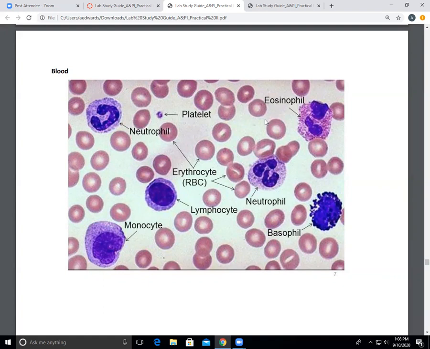What I really need you to know is not necessarily each of the different types. I can ask you that, but really what I want you to be able to tell me is: is this a red blood cell, a white blood cell, or a platelet? Based on what I've told you, do you think you can tell the difference? Hands up if you think you can. I don't see a lot of hands up, so we need to spend a little more time on it.